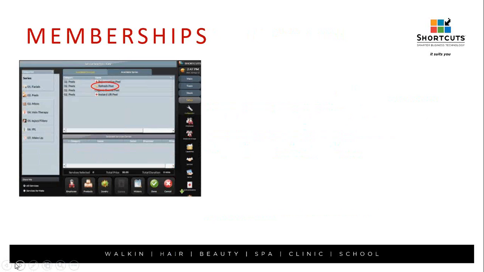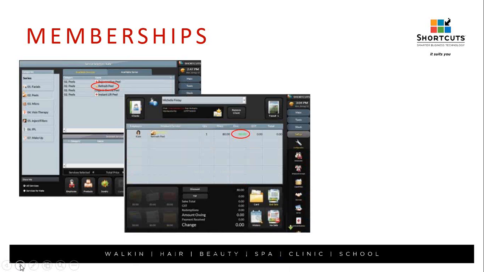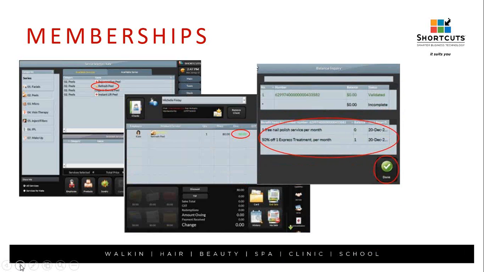So just a quick screenshot of what it looks like. There'll be a little star within Shortcuts itself, so you can see the star against the refresh peel means that that's part of a membership program. My client comes to pay, and you'll see that it automatically discounts, so there's nothing to pay for that one. And I can also do a balance inquiry from within Shortcuts, so it will tell me how many I've got left.